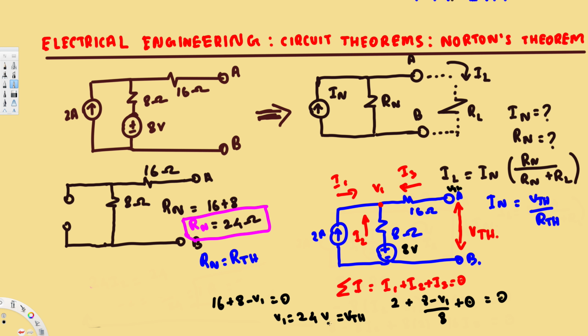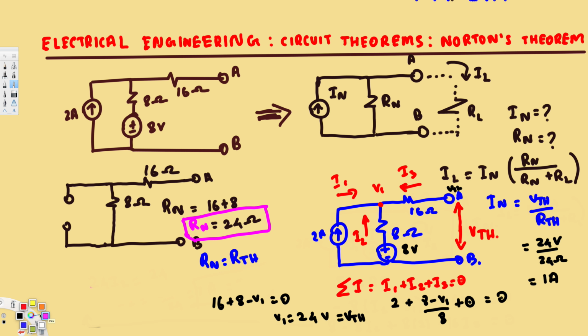Now we found V Thevenin, so we can solve for this I Norton. I Norton is going to be just V Thevenin over R Thevenin. V Thevenin we found is 24 volt, and R Thevenin was 24 ohm. Therefore I Norton is going to be 1 ampere. Now we found I Norton, and since we have I Norton, we can find the current across the load resistance. That is given by this equation.